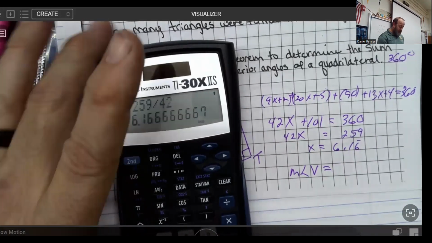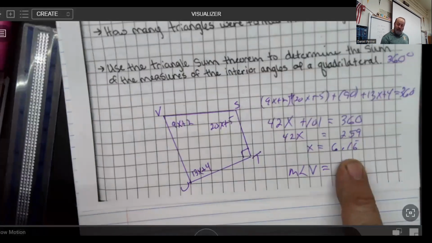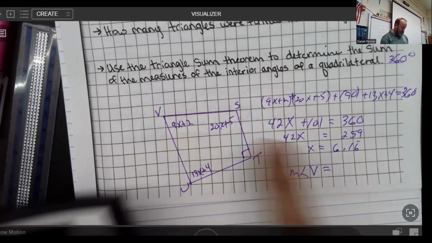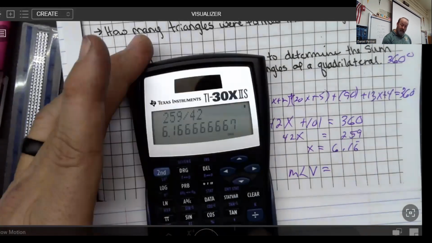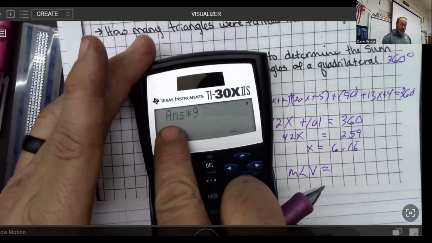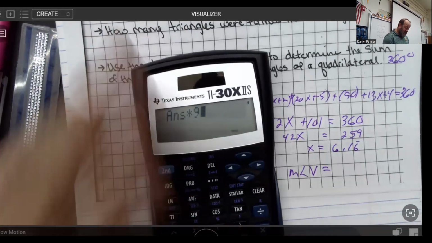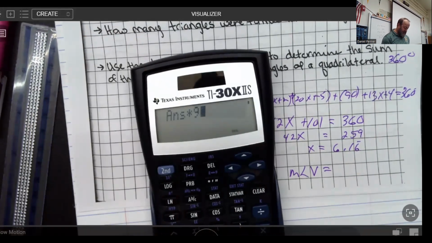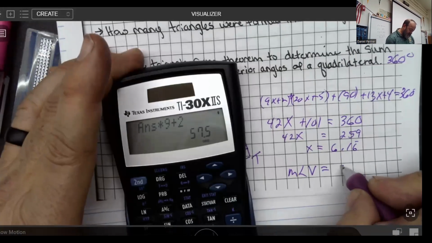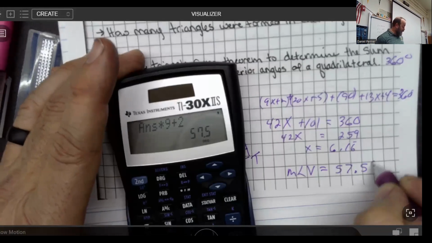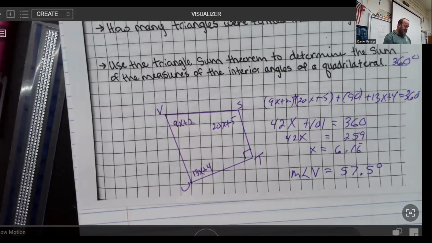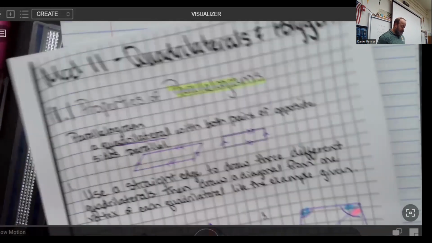We got this kind of ugly number, but I didn't want that ugly number. I wanted to find the value of angle V. So I need to take that number x and multiply it by 9. So I'm going to hit times 9. Now notice on my calculator it says ANS, and the last answer that I had was this 6.16 guy. So 6.16 times 9, if I add 2 to that, boom, I'm going to get 57.5 degrees. And that would be an application of the fact that we know that they add up to 360 degrees, so we can go forward. Okay, so let's go a little bit further forward.